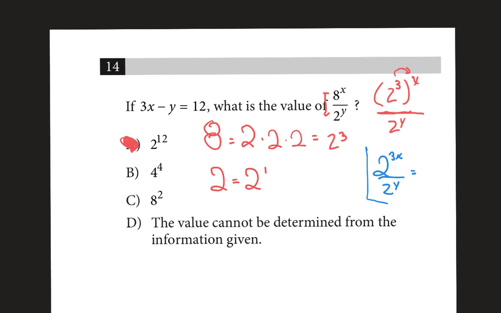we can actually rewrite that as a subtraction. So 2, and then we just subtract the exponents, 3x minus y. And what do we say? 3x minus y equals 12. So that's why I get 2 to the 12th power. Again, it seems like it's taking me a long time to actually solve the problem, but it's not.